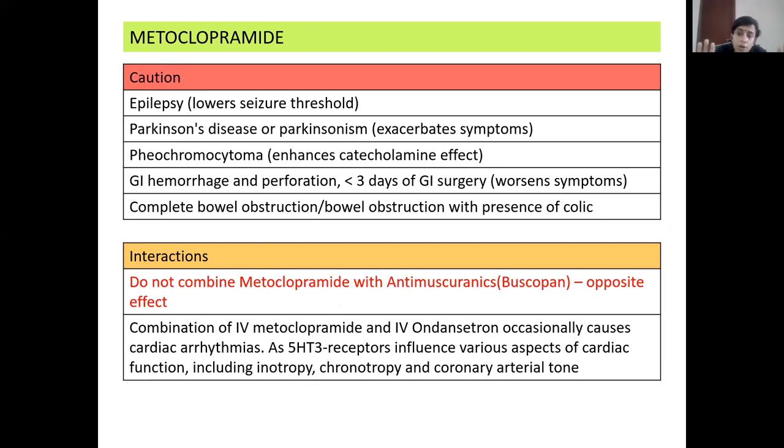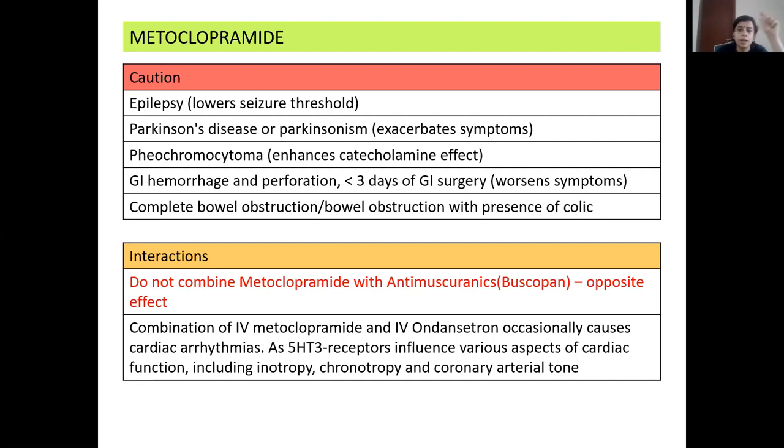You have to be really cautious when you give it for patients with GI hemorrhage or perforation, or if you're suspecting a complete obstruction. If there is a complete obstruction and you give a prokinetic, it keeps going and hitting the obstructed area and it can lead to GI perforation. So be careful when you prescribe it immediately after GI surgery or in cases of complete obstruction.